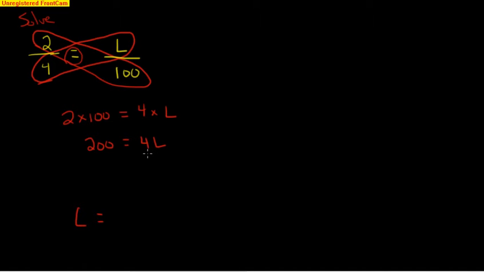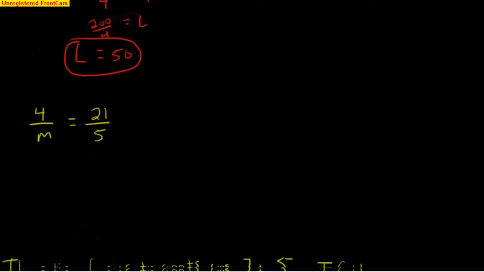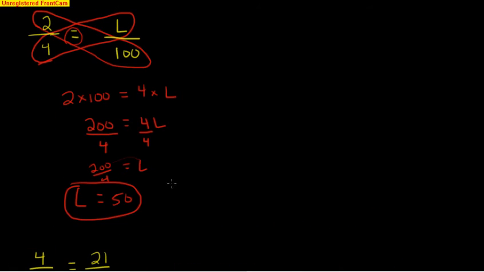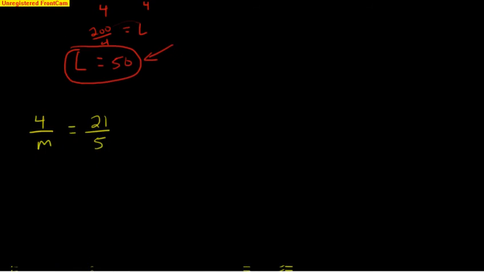What are we doing to poor little L? We're multiplying it by 4. How do we undo that? Divide by 4. What we do to one side of an equation, we must do to the other. We're just using inverse operations. L equals 200 over 4. And 200 divided by 4 is 50. L equals 50. First step is to set up the equation. After that, we'll use inverse operations to solve. Here's another one. This one worked out nicely in that it was a nice whole number, 50. That's not always the case.